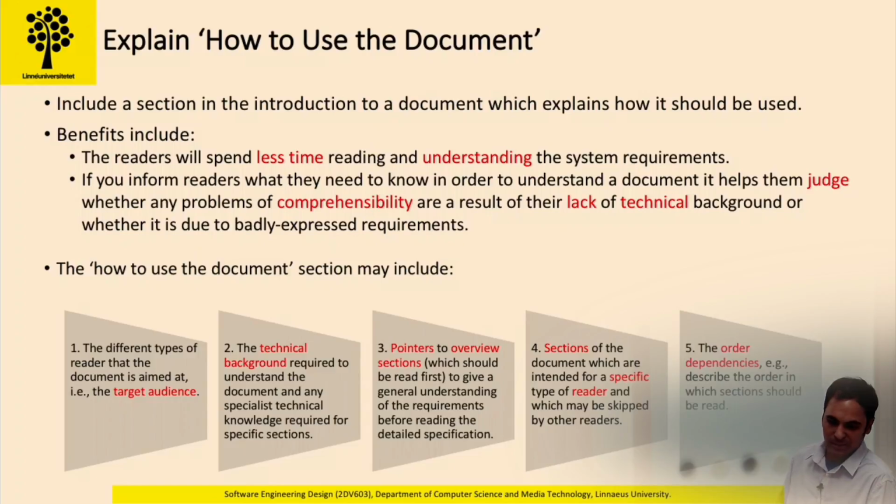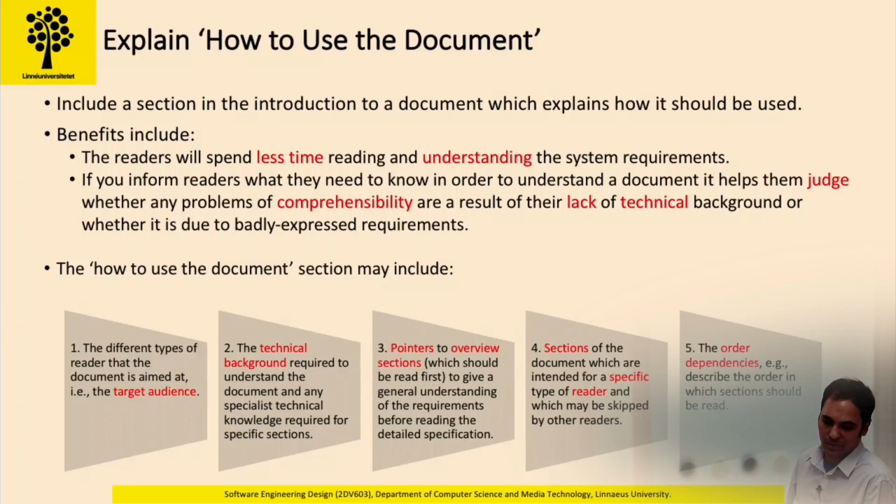So this how to use this section may include these 5 different modules. So of course the first thing is the target audience, so that the wrong people don't read this document. Then also the technical background. So even if the right people are reading this document, if I don't have certain competencies or certain skills, I might not benefit from this requirements document. So you should also mention what technical background you need to read this document.